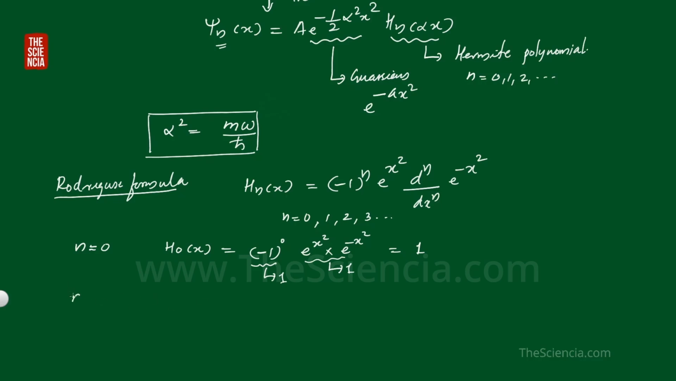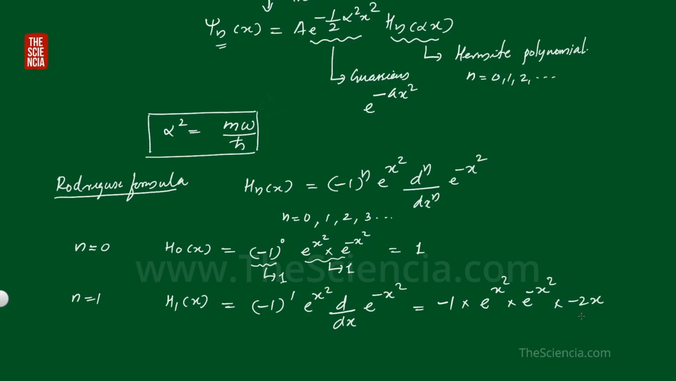Now what is n equal to 1? That is H1 of x, which is equal to (-1)^1 e^(x²) d/dx of e^(-x²). So this is equal to -1 into e^(x²) into the derivative of e^(-x²), which is e^(-x²) into -2x. Minus and minus cancel, and you get 2x.